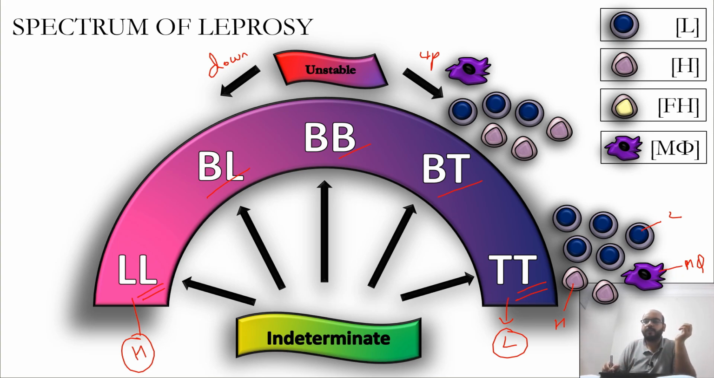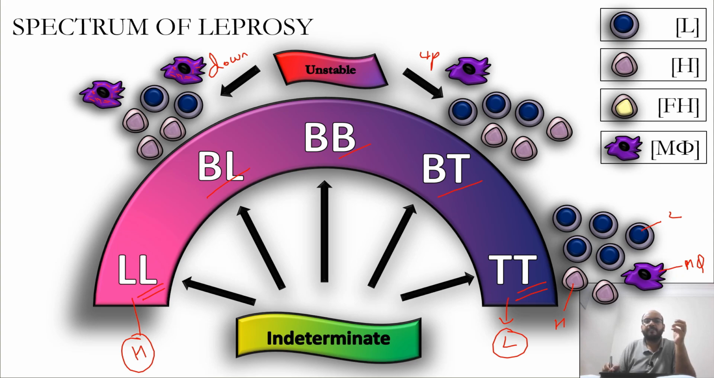So as we move down the spectrum towards the lepromatous pole, we see that the macrophages will increase, because that is the function of macrophages. The function is to engulf, to eat the bacilli and keep it inside the cell so that it's not spread towards the body. So it's a way of controlling the infection. And we can see that the macrophage now has living bacilli inside it. Can you see those red dashes? These are nothing but living bacilli inside the macrophage.